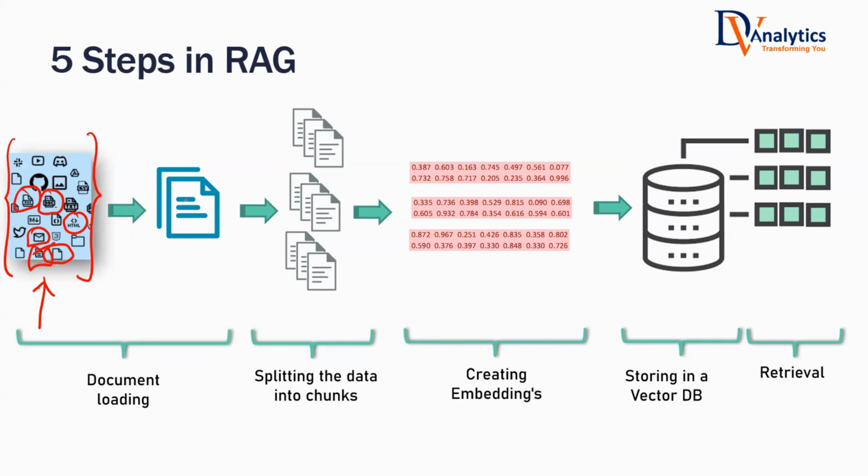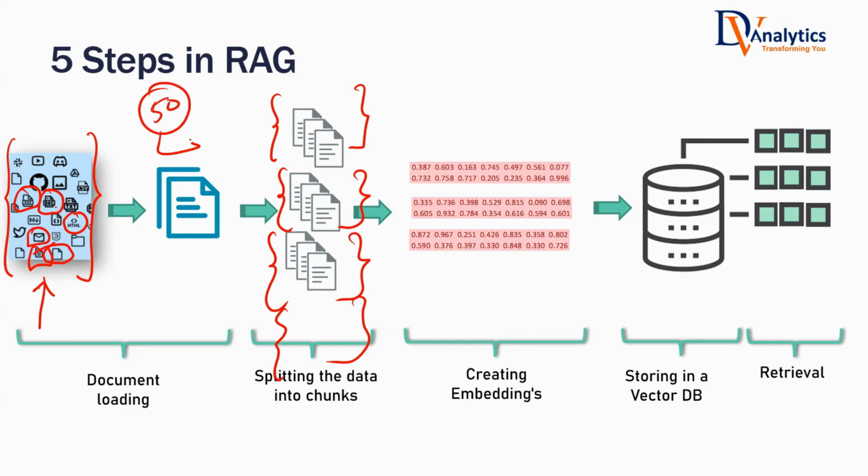Once you load the data, you split the data into smaller chunks. You divide the data into smaller chunks. So how that is done, we are going to see. Splitting the data into smaller chunks means maybe I will split the whole document. Let's say if there are 50 pages, I will try to split the data into 50 pieces. So how much should be the chunk size? How many chunks do we have to break into?